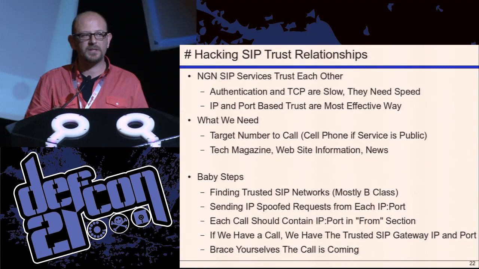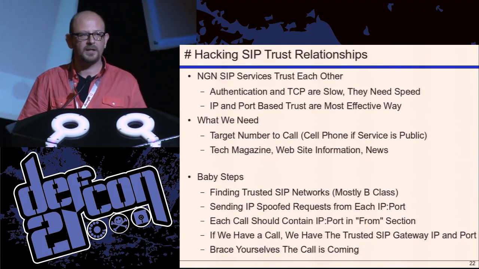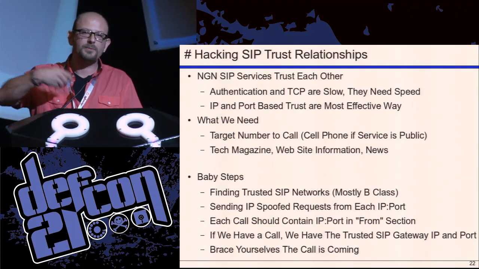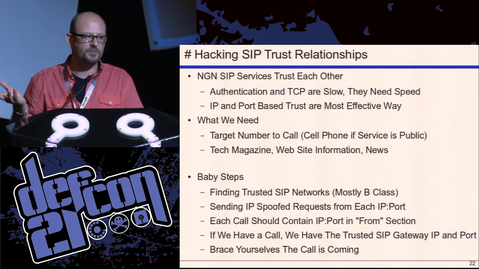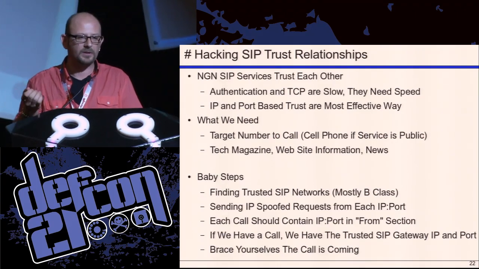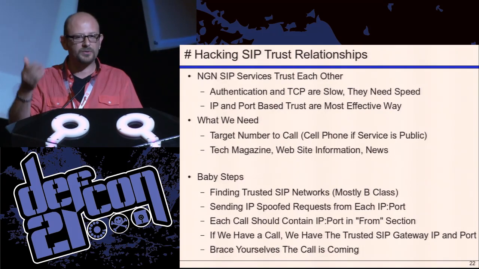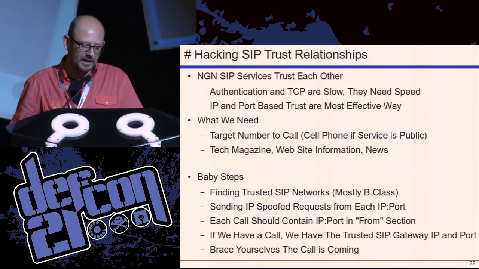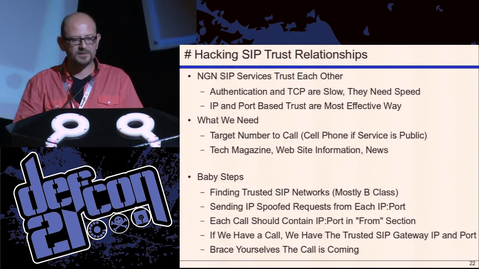We need specific information for this attack. We should have an internal number. Basically, we should be a customer of this service, because we should have a soft or hardware client to view caller ID. We will spray IP spoofed and port spoofed packets at this target server, and if this server trusts other IPs, there will be a call and we will learn its basic IP address and port. It's baby steps. We should find trusted SIP networks, mostly B class.